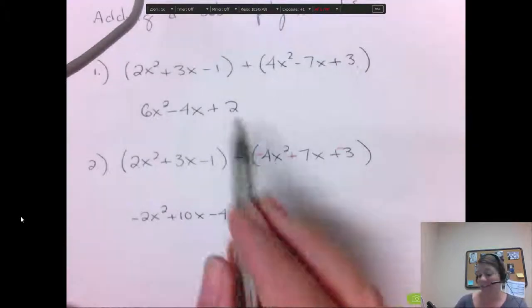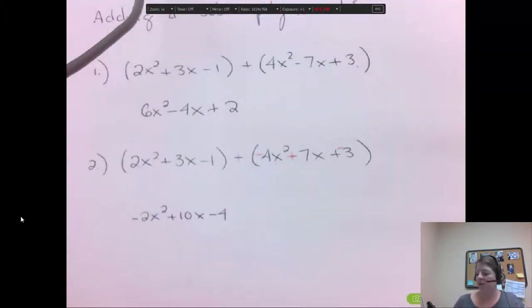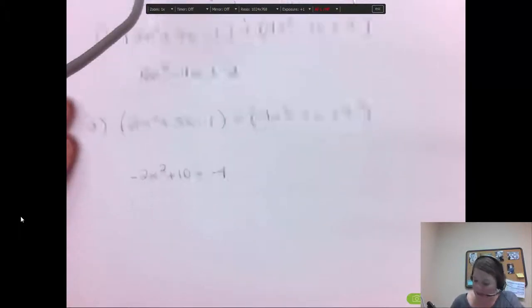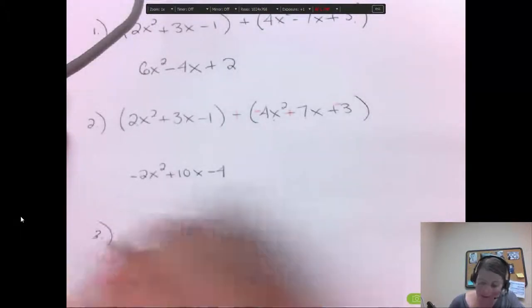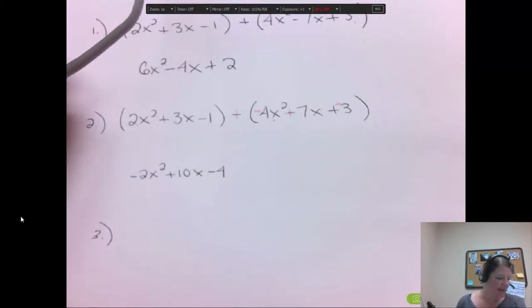So definitely different answers between plus and minus, and you need to be careful with your minus, right? They just kind of do the same thing written in different ways for the rest of this section. So remember you can only add things with like terms. Let's do one more that kind of mixes it up on you.